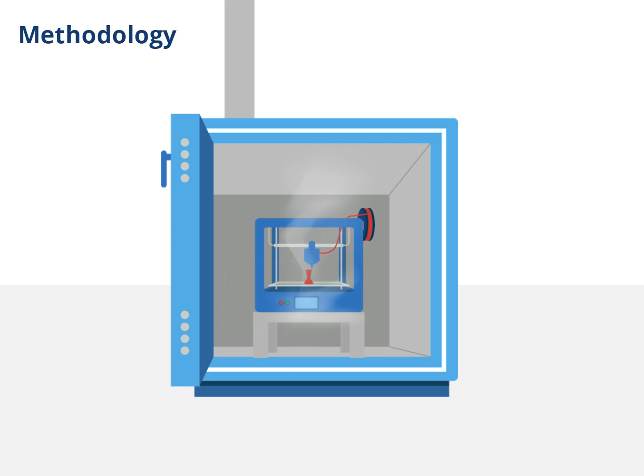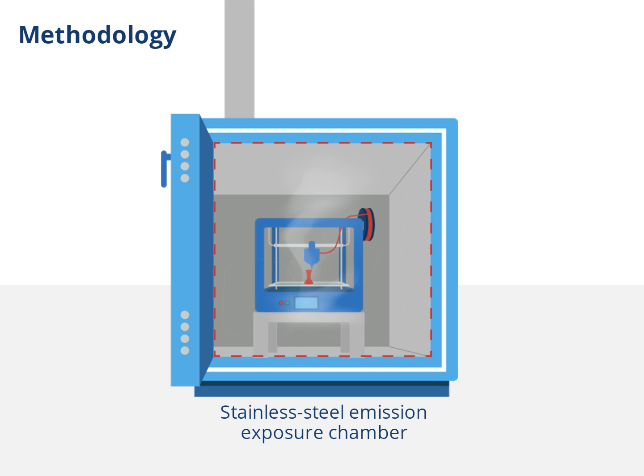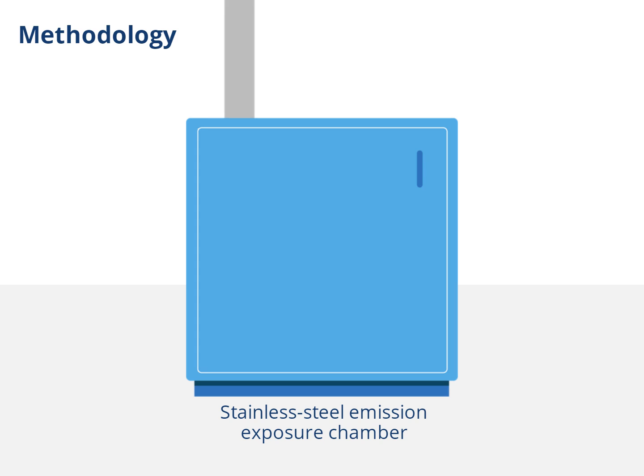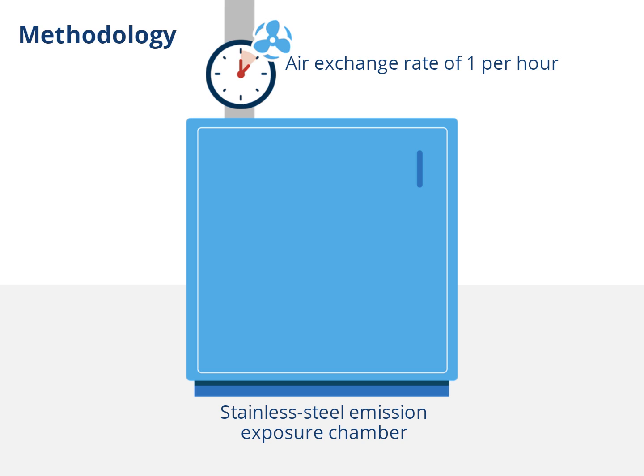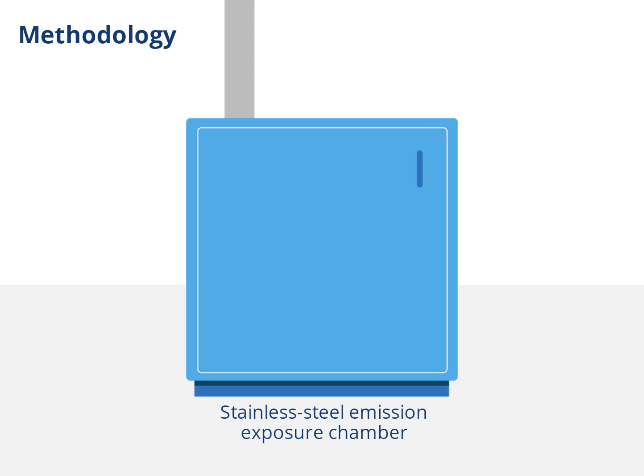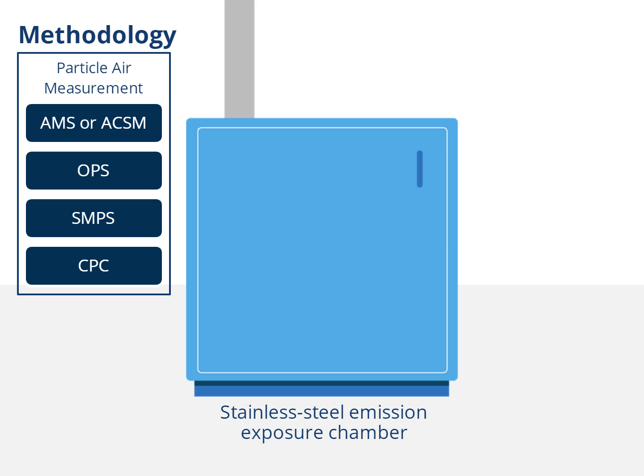The methodology for characterizing and quantifying 3D printer emissions involved operating the printer inside a controlled environmental exposure chamber. 3D printers with various print filament materials were operated in a well-mixed stainless steel emission exposure chamber. This chamber was continuously supplied with clean air, operated at standard environmental conditions, and a typical air exchange rate of 1 per hour. Airborne particle concentrations were measured online by particle analyzers.